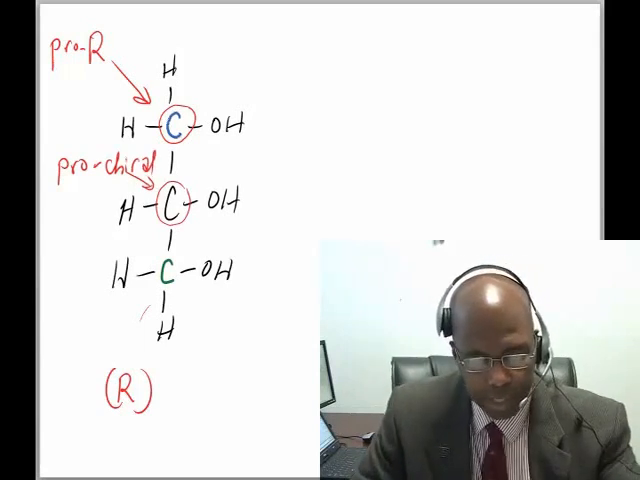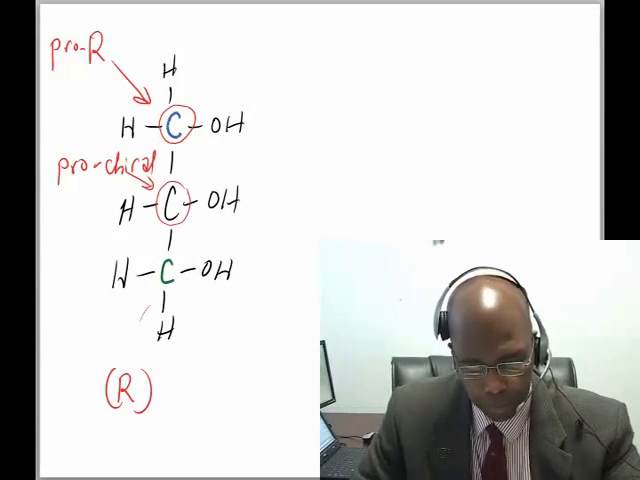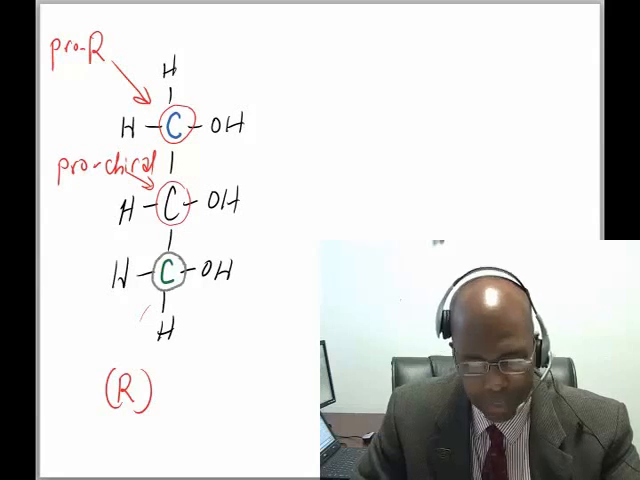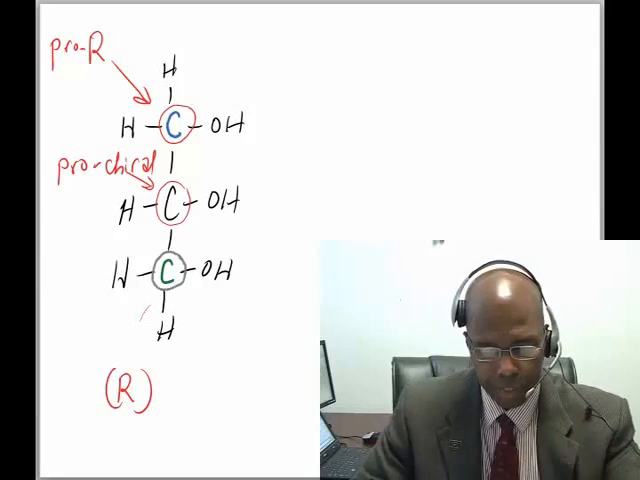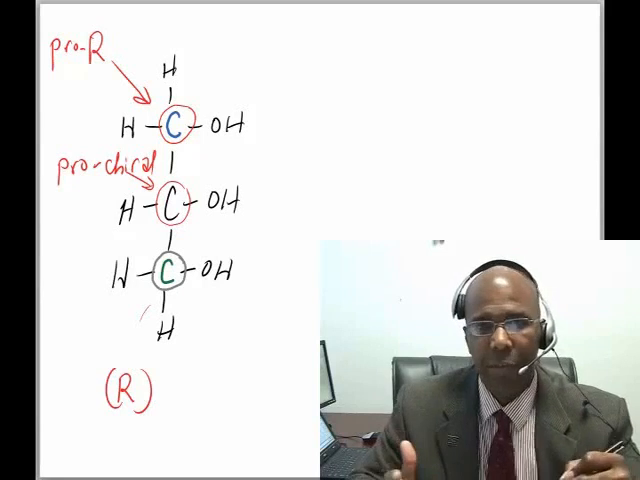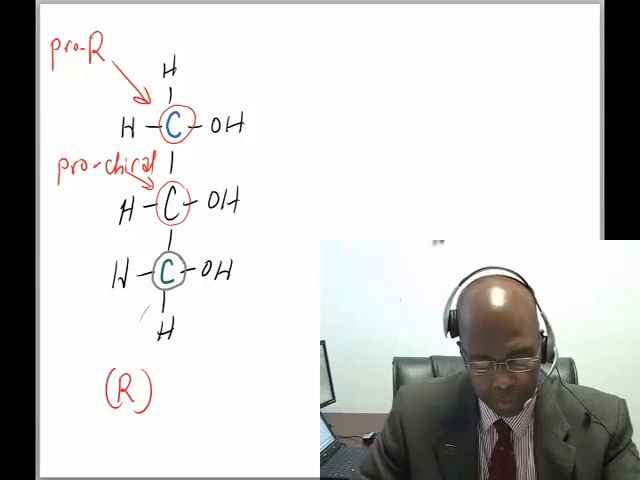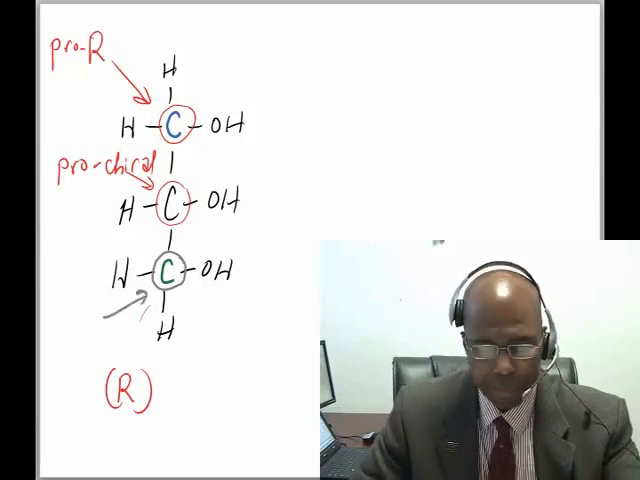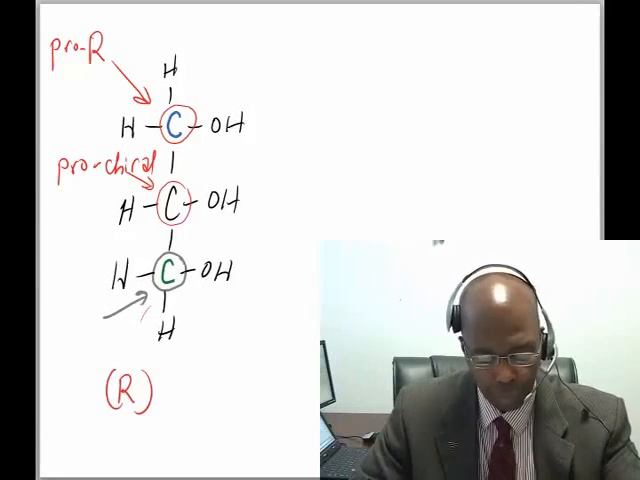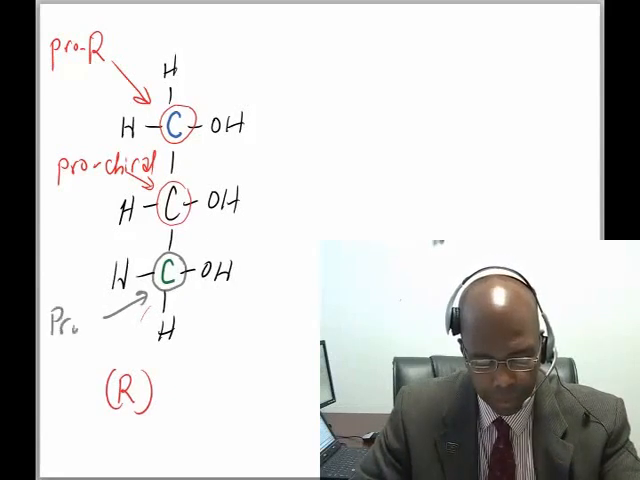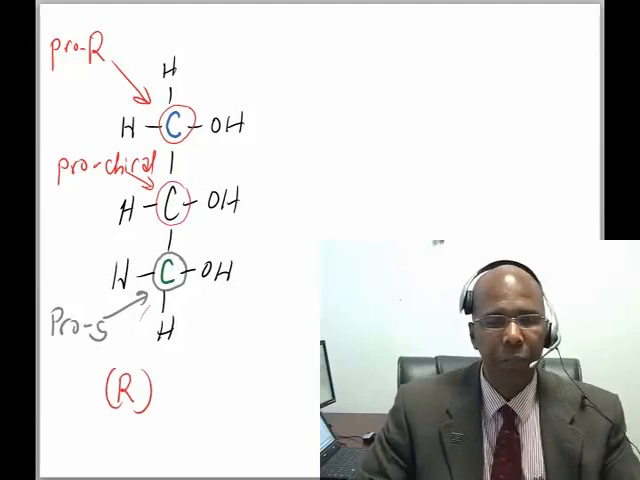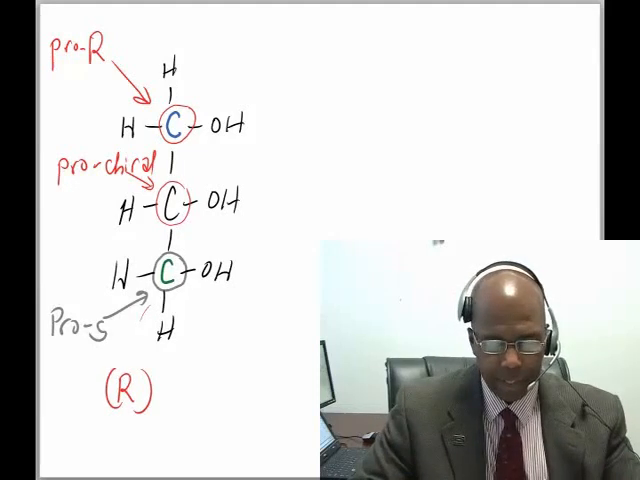And so if we gave the green carbon the highest priority, if we gave it a substitution to give it the highest priority, then this compound would become an S compound. And so we call this the pro-S position. And that's very important.